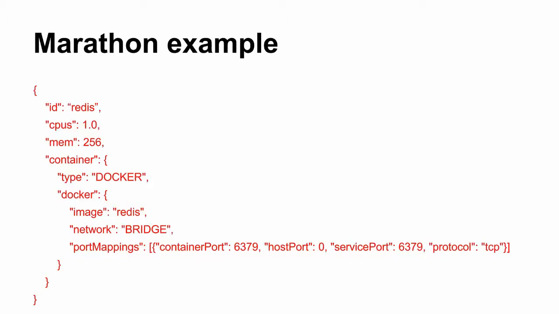Here's an example of the task description. It's a JSON, and you would post this to the Marathon server using any REST client. In this case, I'm deploying a Redis server. I've said it needs 1 CPU and 256 megabytes of memory. And I'm going to use a Docker container, and I'm using the base image Redis. And I've described a little bit of the networking.